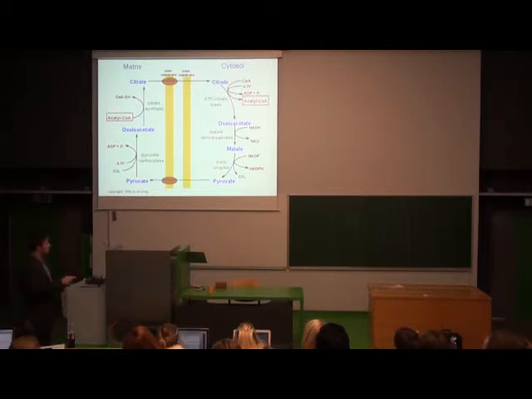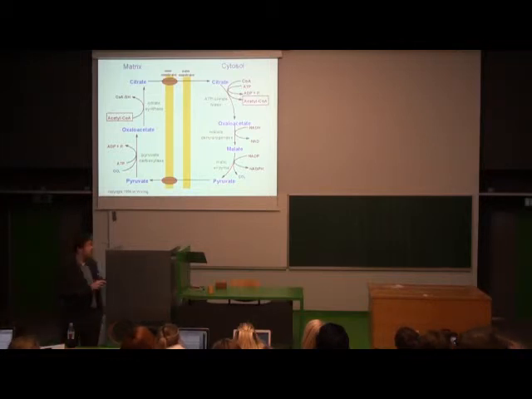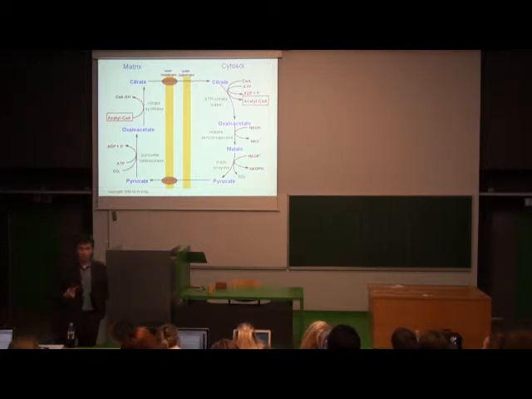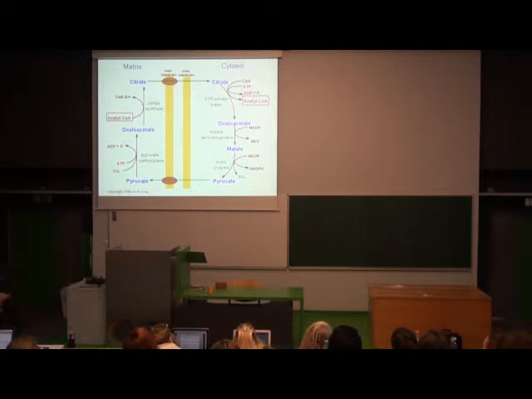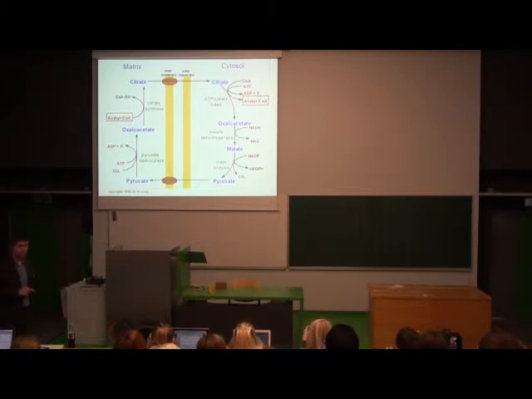Oxaloacetate is in the first reaction reduced to malate, yes? The enzyme is malate dehydrogenase. You know that malate dehydrogenase is also in the Krebs cycle. So this is an isoenzyme, and we call it cytosolic malate dehydrogenase, yes? It uses NADH as a cofactor, yes? Here we have a keto group, here we have a hydroxy group. Still the same number of atoms.